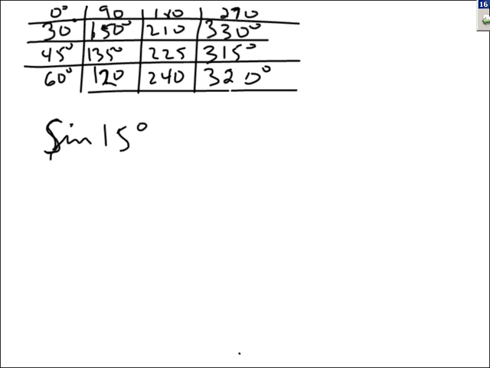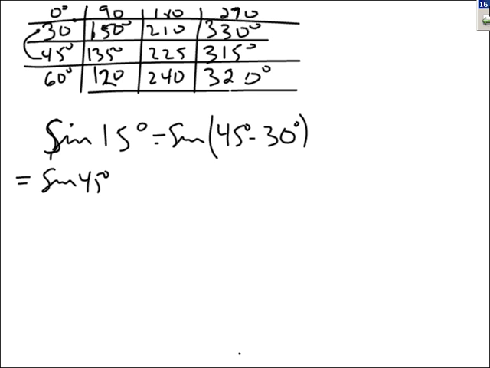So what you want to do, using the numbers in the table, is find two numbers that either add up to 15 degrees or subtract to 15 degrees. And although there's a number of them, it turns out that 45 minus 30 is 15. So this is the same as the sine of 45 minus 30 degrees. Now remember, let me actually write it down here. It's the sine of 45 degrees minus 30 degrees. It's the sine of x minus y.